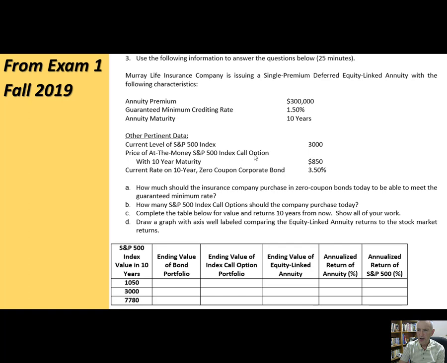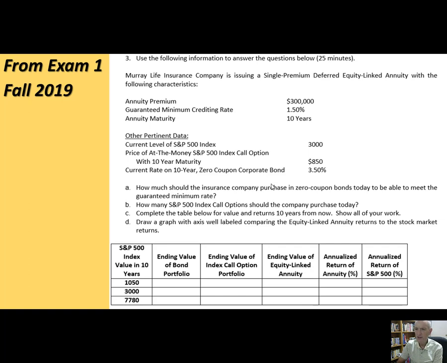And then how much of the call options should they purchase with whatever's remaining? How many call options can they buy with whatever's left over? Obviously, they won't need the entire $300,000. They get the 1.5% guarantee. Why? Because they're expected to make 3.5% on this corporate bond. All right, so there's the key. That's why I say this is hard to do today because interest rates are so low, but there's the key.